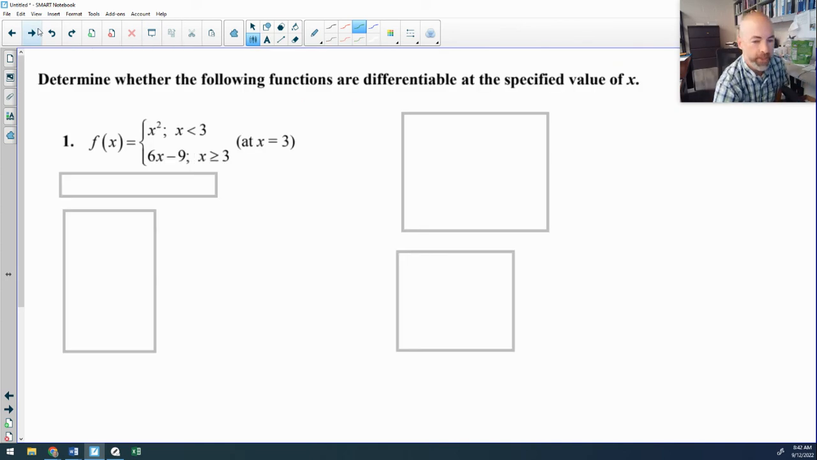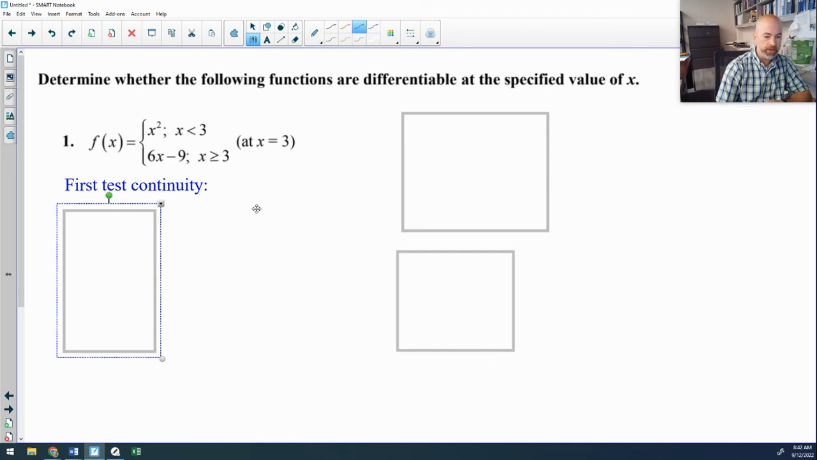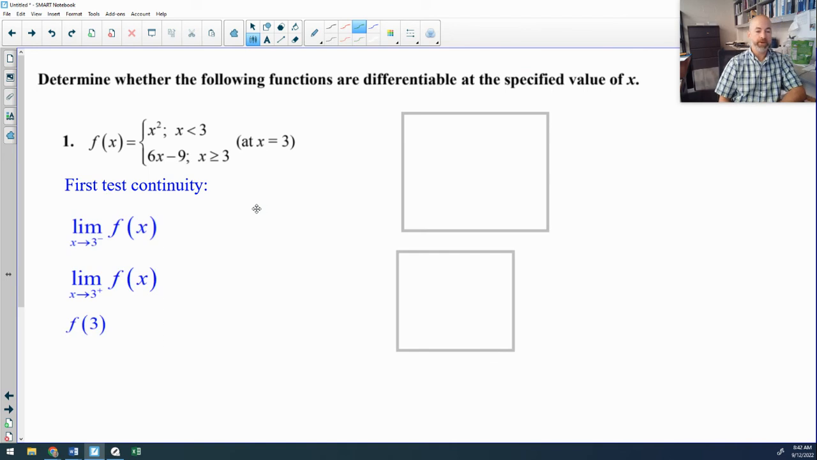I'm going to do 3, and then there's one more that I'm just going to show you the answer to that you can do on your own. We want to determine if this function is differentiable, and we're looking at x equals 3. And the first step of proving differentiability is to test for continuity. And to test for continuity, we have to show that the limit on the left side of 3 equals the limit on the right side of 3 is equal to f of 3. And so my left side of 3 is represented by the function x squared.